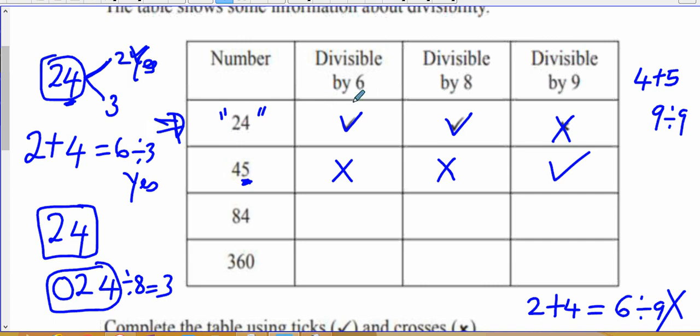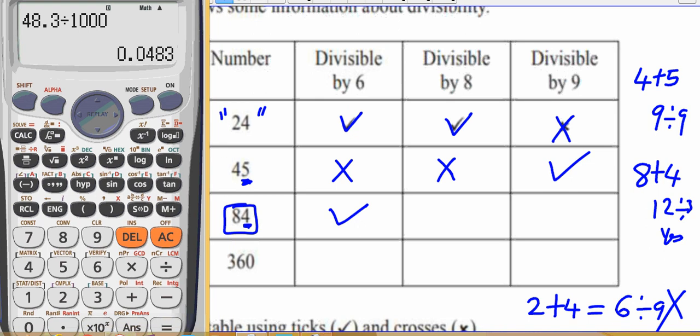How about 84? Is it divisible by 6? Let us start. The number is divisible by 6 if it is both divisible by 2 and by 3. Let us check if this 84 is divisible by 2. Yes, it is divisible by 2. How did I know? It is ending with a 4. Now, is the same number 84 divisible by 3? How do we do that? You take 84, add these digits, 8 plus 4 is 12. Is 12 divisible by 3? The answer is yes. So since this number is divisible by both 2 and 3, the same number will be divisible by 6. And you can check that using a calculator. 84 divided by 6, do you get a whole number? Yes, I'm getting a whole number, 14.